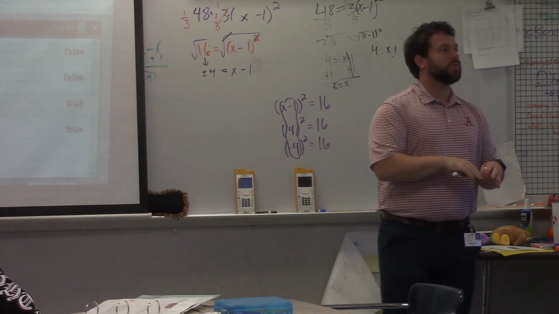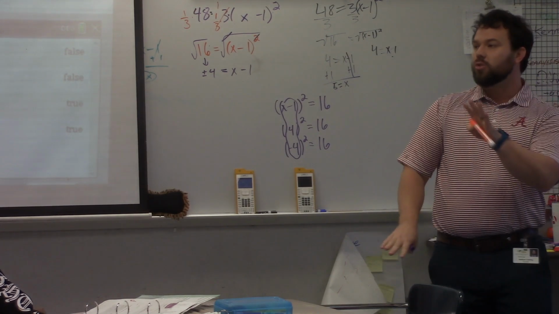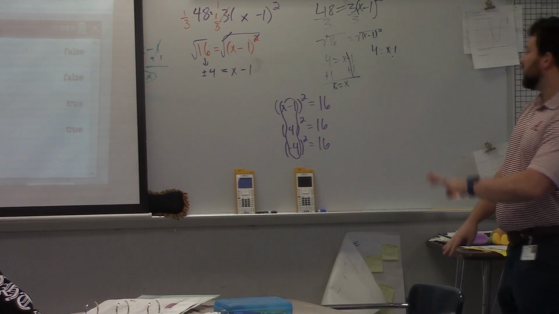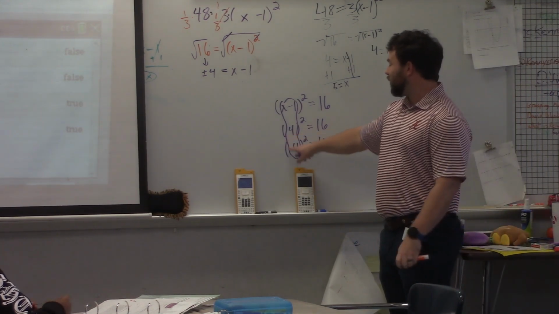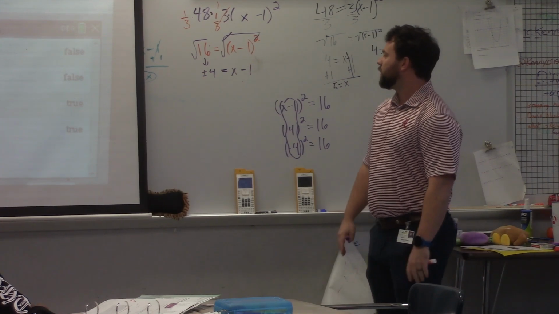So it's when I take the square root. The calculator doesn't know that it's a positive and a negative. You have to know that when I take the square root, it could have been a 4 squared or a negative 4 squared. It could have been either one. You have to know that.